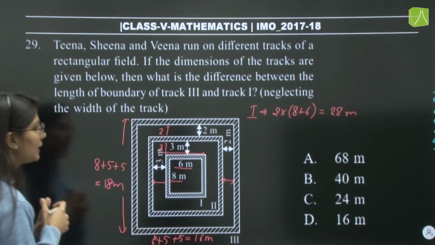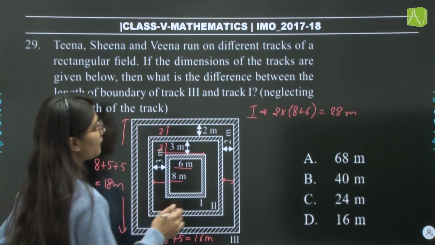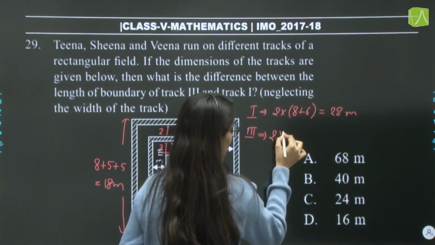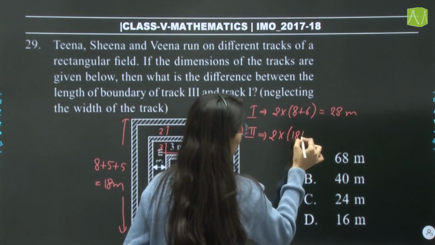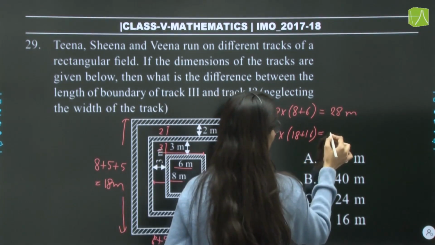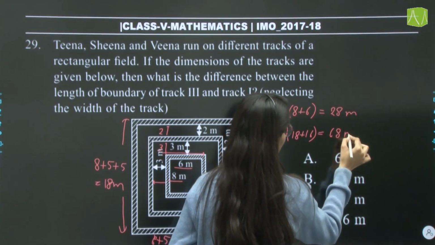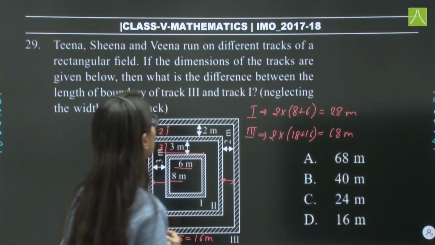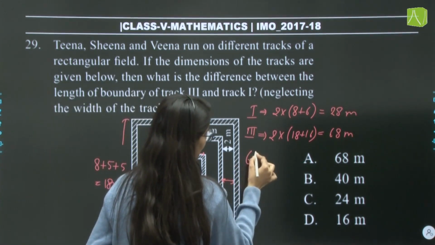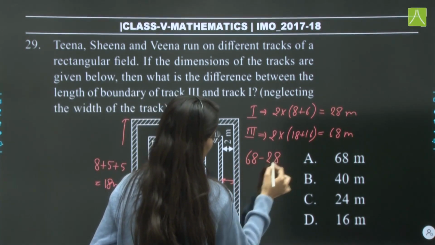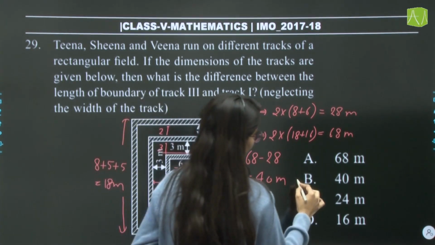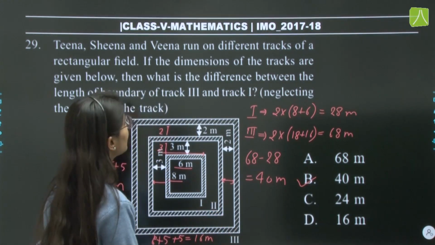And now you have both the dimensions, length and breadth, of this third track. So you can find out the perimeter of this third track by using the formula 2 multiplied by length plus breadth. So here 18 plus 16 and multiply by 2. Just add them. It's 34 multiplied by 2, which is 68 meter. And what you have to find out? You have to find out the difference between both the perimeters. So just subtract them. 68 minus 28, you will get the answer as 40 meter. This is option B. Okay, so let's take the next question.